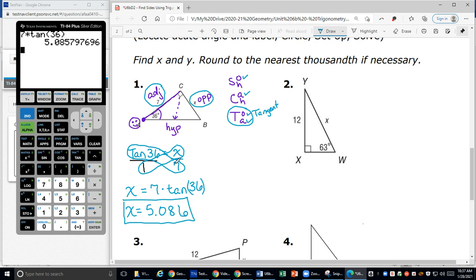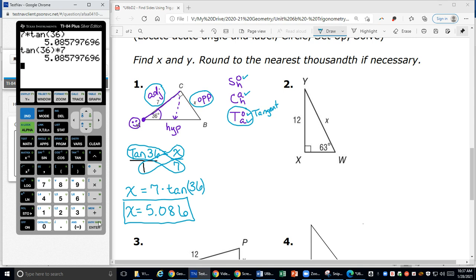Okay, now notice we could have written this as tangent of 36 times 7, and if I'd have done that, tangent opens that parentheses, I want to put that seatbelt on, times 7, I'm still going to get the correct answer.